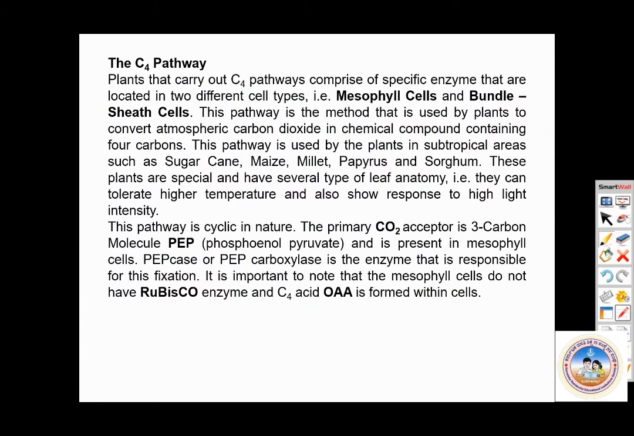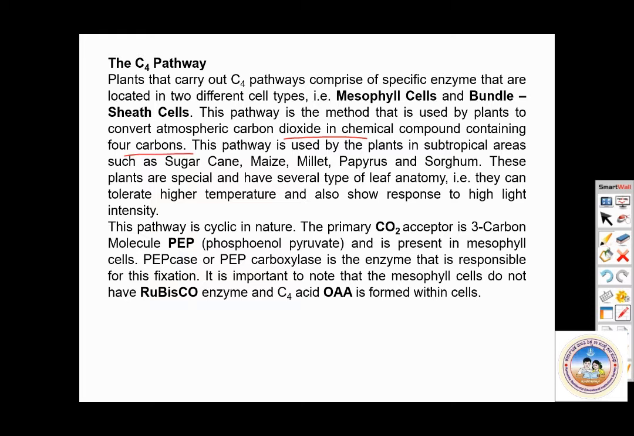Next one is your C4 pathway. The C4 pathway usually takes place in the mesophyll and the bundle sheath cells. Am I clear to you? This pathway is the method plants use for conversion of atmospheric carbon dioxide into 4-carbon compounds. Usually the first stable compound formed here is a 4-carbon compound, hence we call it a C4 pathway.